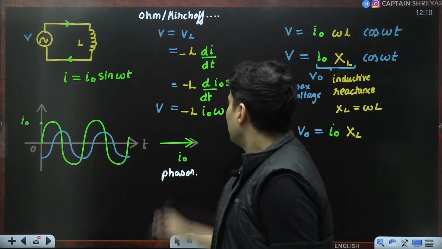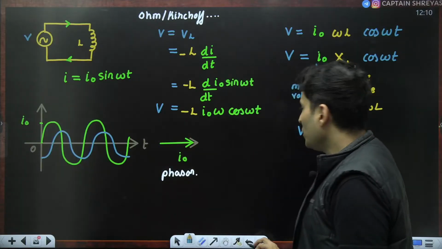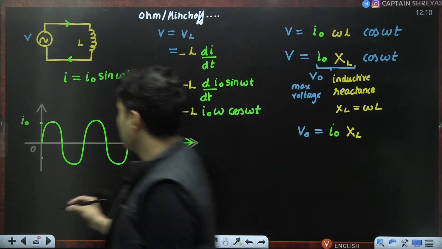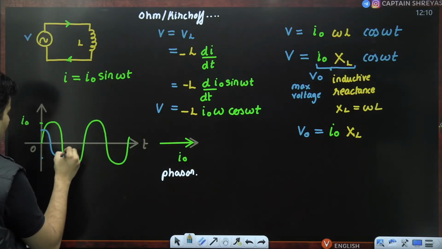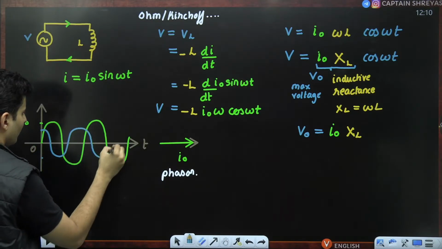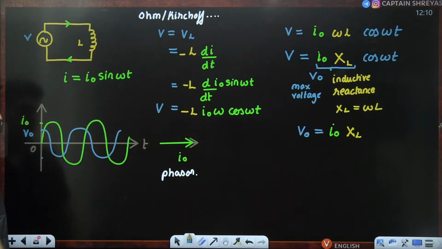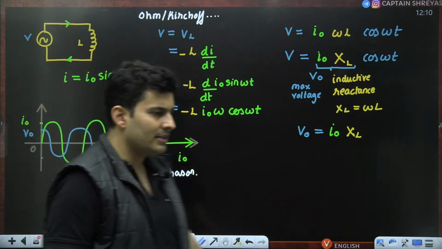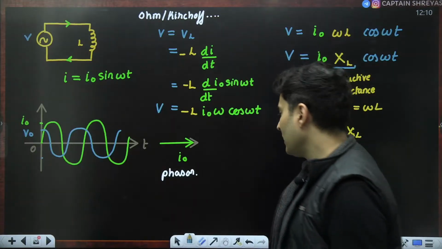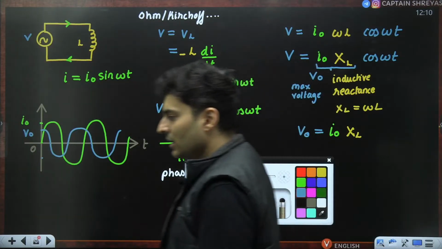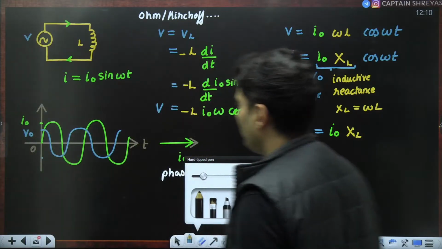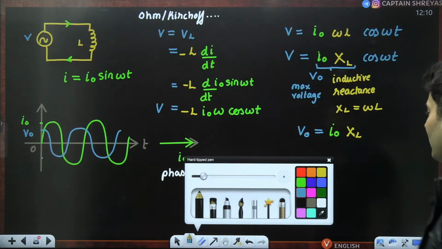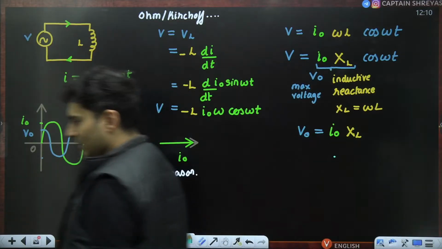But this is considering the sign, and usually we are not interested in that sign, we are interested in the magnitude. So hence, actually speaking, the voltage graph will look something like this. Now, is there a phase difference between them? Tell me, my dear students. Yes or no? Quickly think and tell me. Yes, there is.